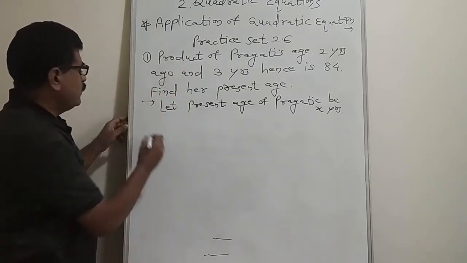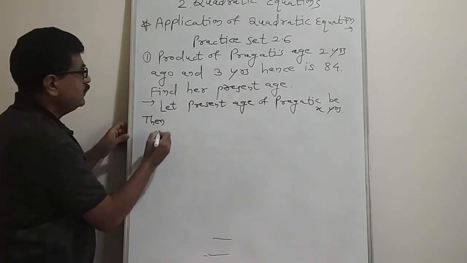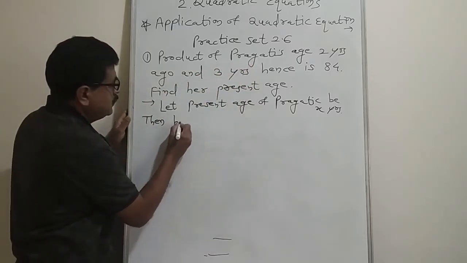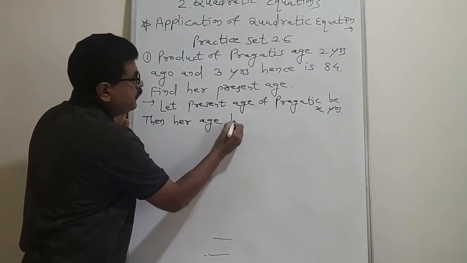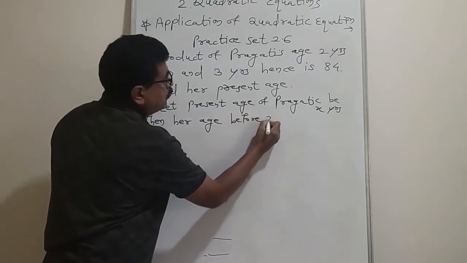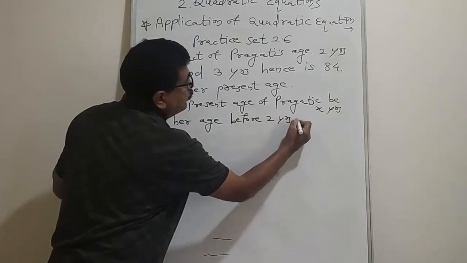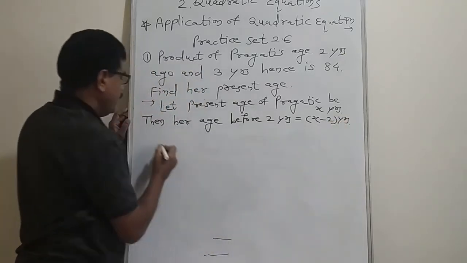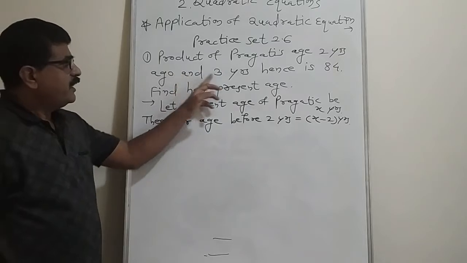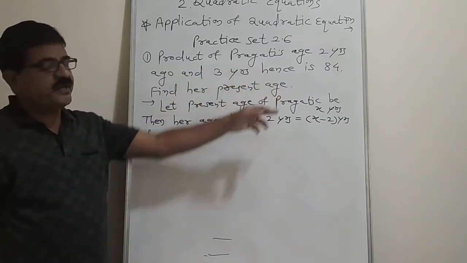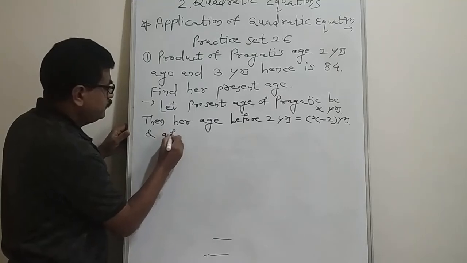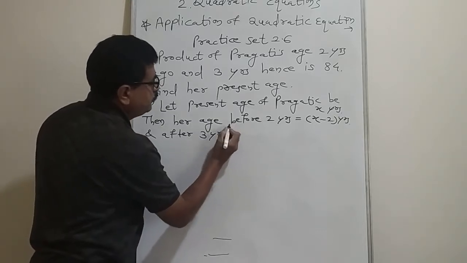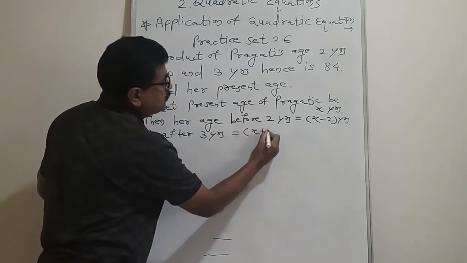Now here, therefore, her age before 2 years is equal to X minus 2 years, and 3 years hence, means after 3 years, is equal to X plus 3 years.